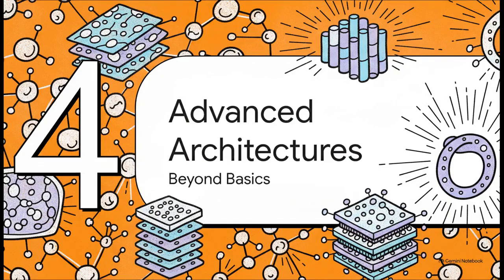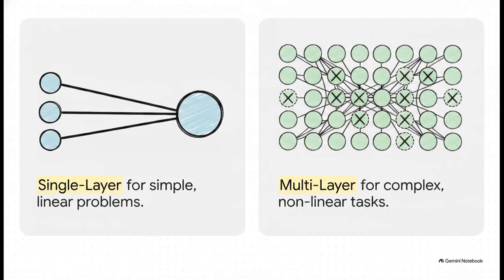All right, moving to Section 4, Advanced Network Architectures. When we start scaling this up, the simplest version is a single-layer perceptron. It literally has no hidden layers at all. It just connects inputs straight to outputs. Great for super simple, linear problems, but let's be real. Real life is rarely simple. That's exactly why we use multi-layer perceptrons, or MLPs. These bad boys have multiple deep hidden layers to tackle highly complex, non-linear problems.